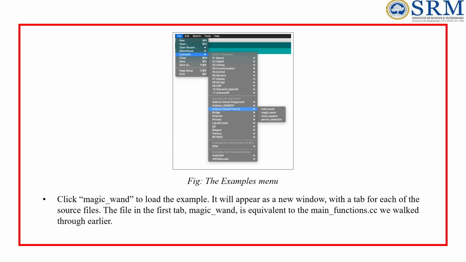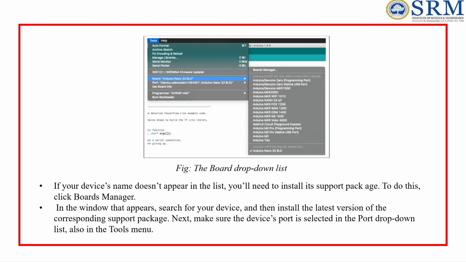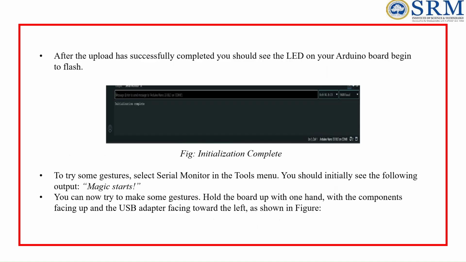Before uploading, make sure your Arduino Nano is selected in the board manager and the correct COM port is chosen in the port menu. Once that's done, click the upload button, the right-facing arrow in the IDE. If everything goes well, the code will compile and upload to your Arduino. After initialization, the LED on your board should flash to indicate the application has started.